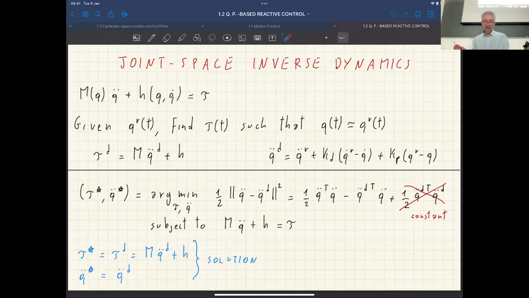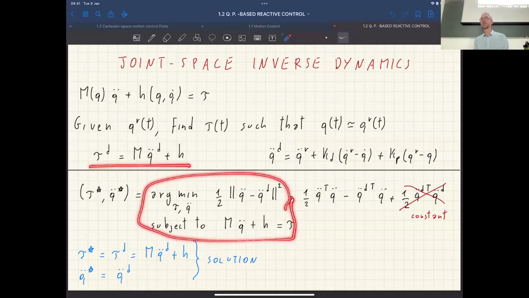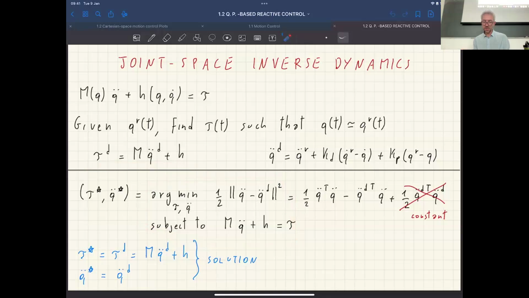Okay, why is the solution of this problem equal to the joint space inverse dynamics that we saw last time? I think it's pretty simple to show it. We start from the cost function. The cost function clearly has its minimum at 0. Yeah, it's a quadratic, it cannot be lower than 0. And you attain that minimum when q double dot is equal to q double dot desired.